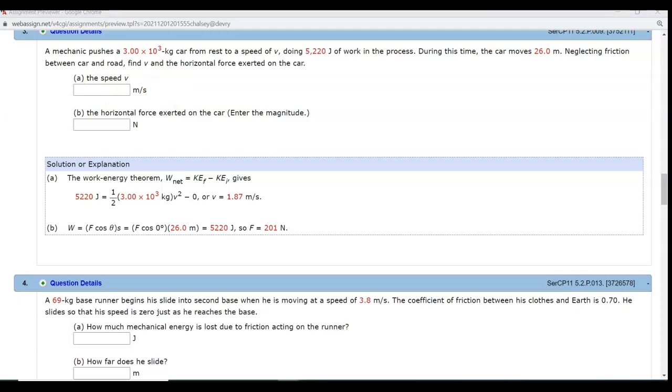Okay, second, I'm trying to make sure this is going to work. We have work equals 1/2 mv squared.